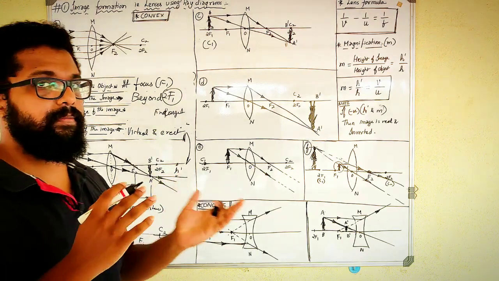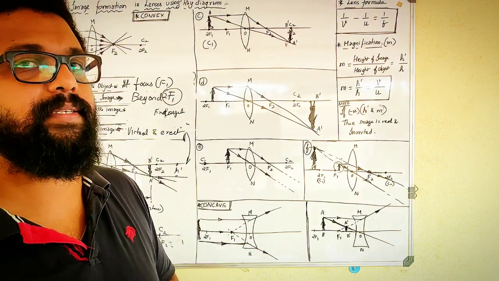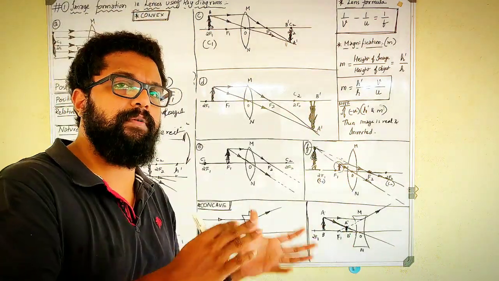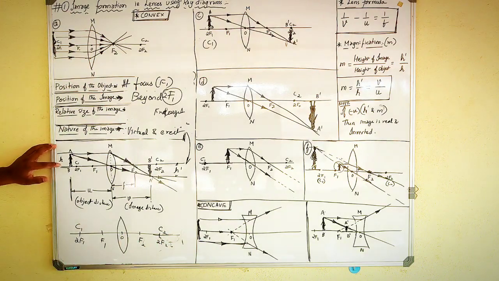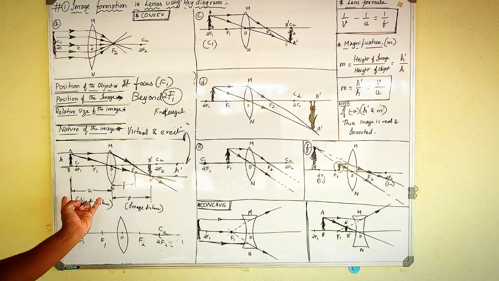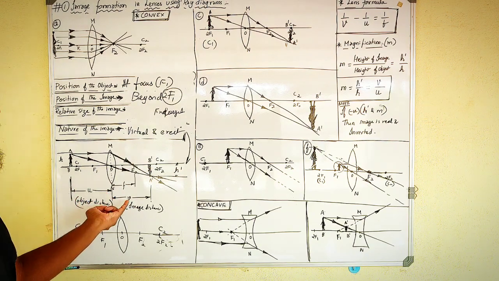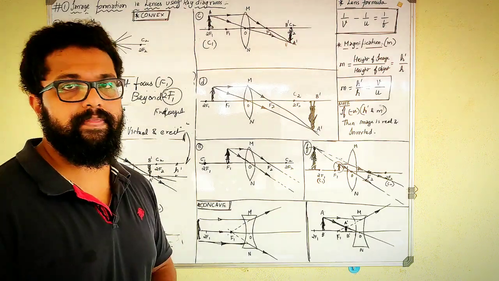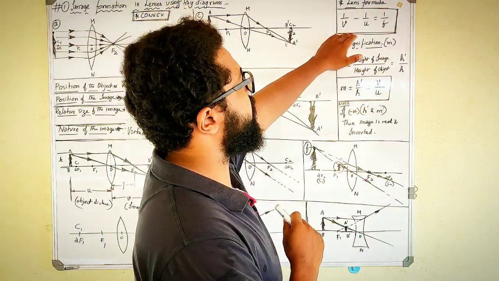Hope you have remembered this topic in the mirror. The signs, whatever significance letters I'm using, are the same as those in the mirror. So understand this clearly. This is the height of the object. H dash is the height of the image. U is the object distance, V is the image distance, and F is the focal length. Those I will make use of in the lens formula.